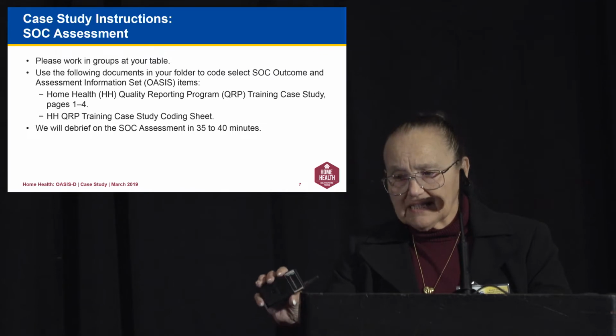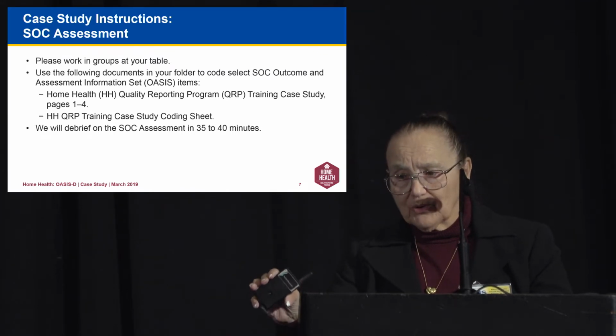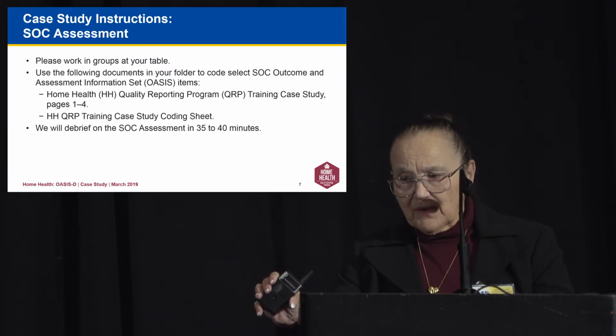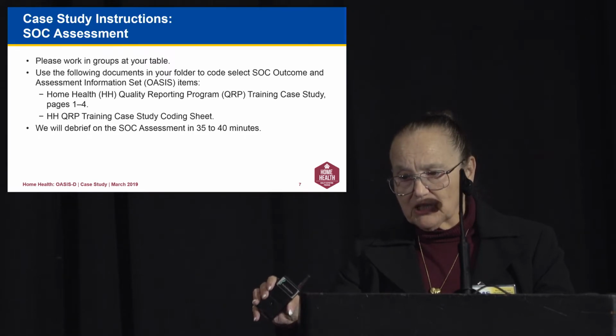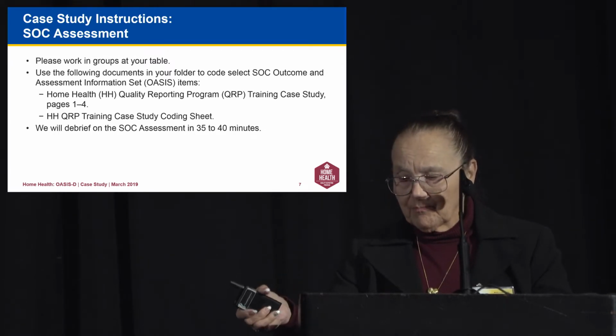To work on the case study, we are asking you to work together in groups at your table. Use the documents you have in your folder to code the select start of care outcome and assessment items, home health quality reporting program training case study pages 1 through 4. You should find that in your packet. And the training case study coding sheet should also be in your packet.